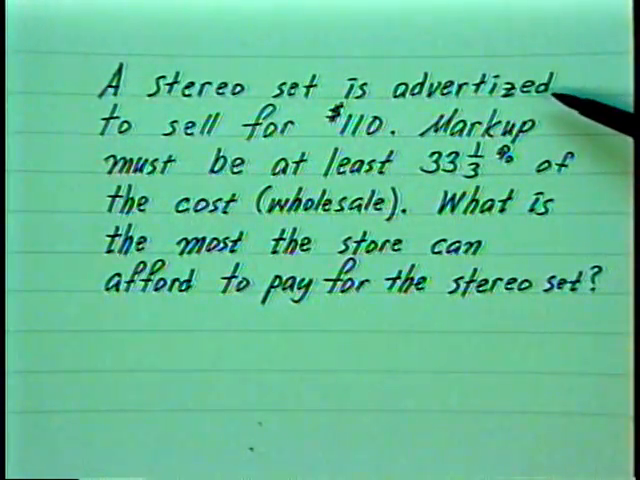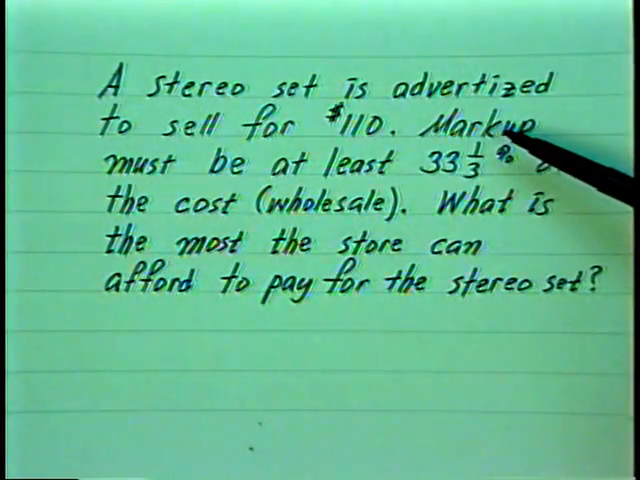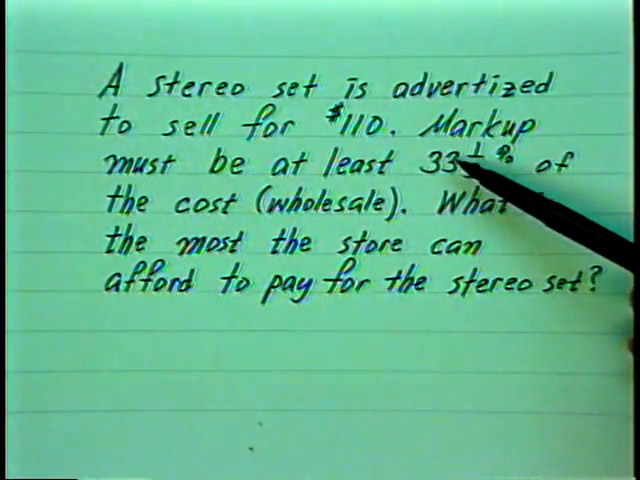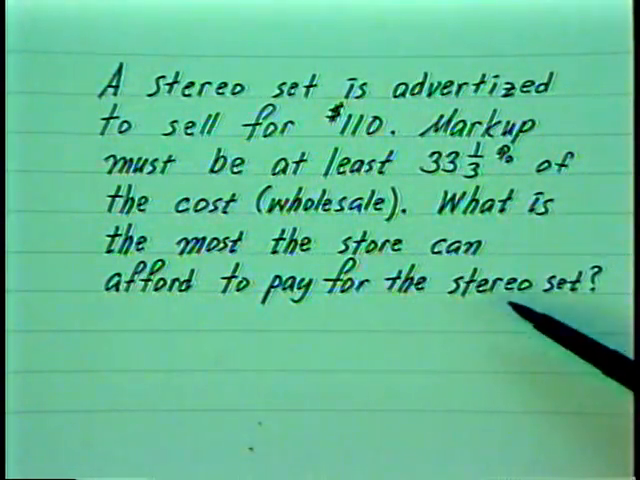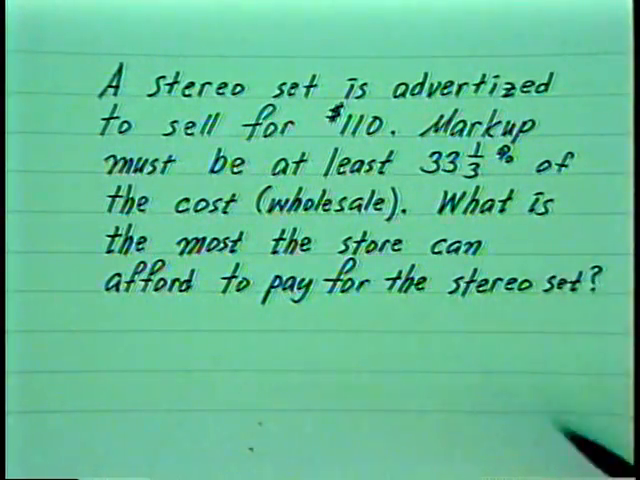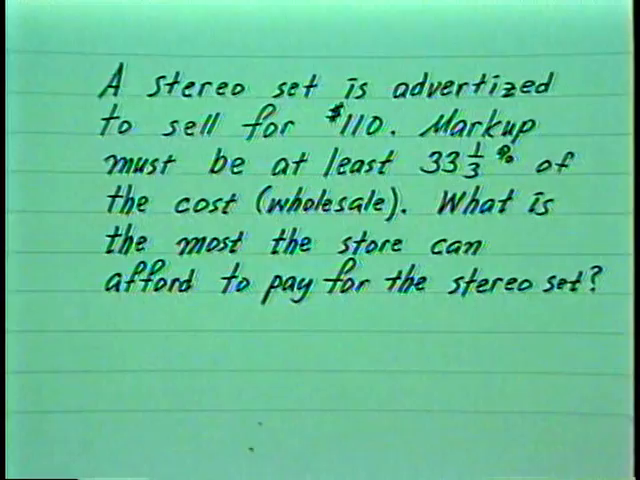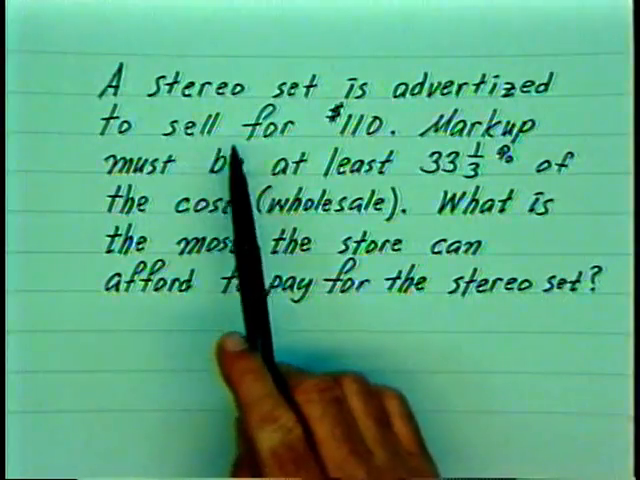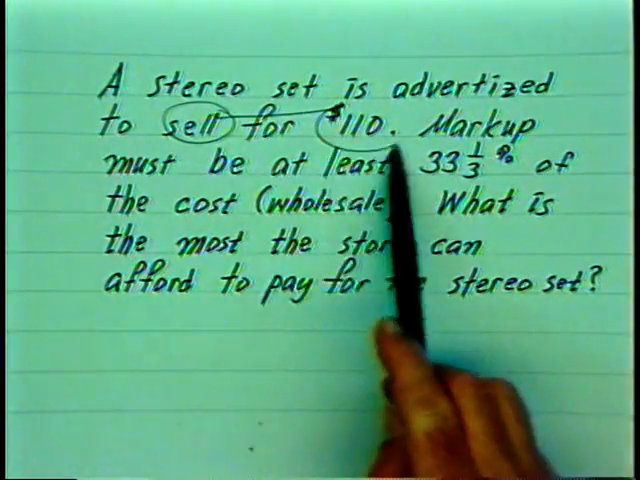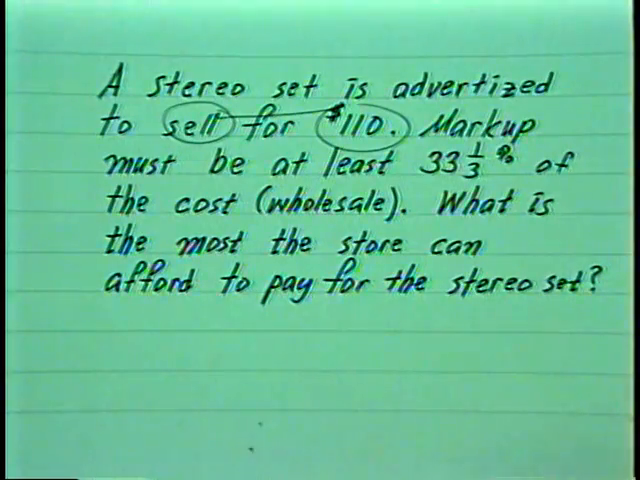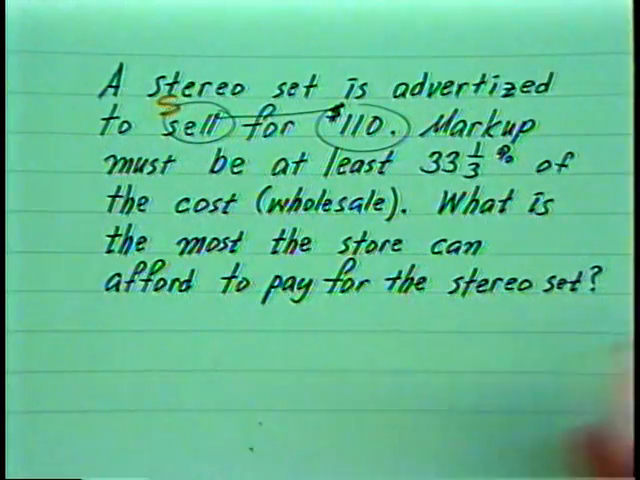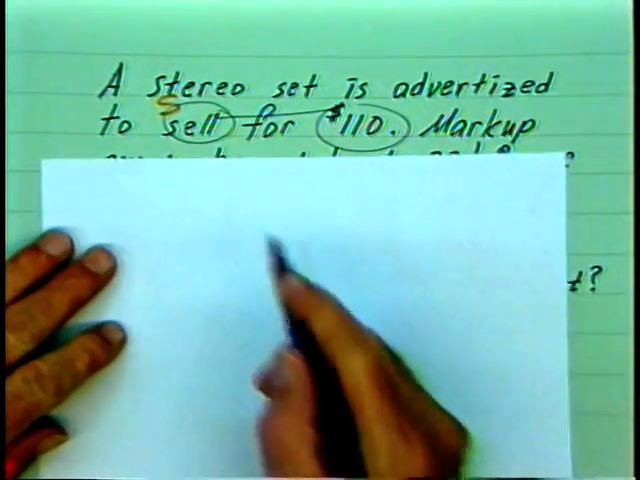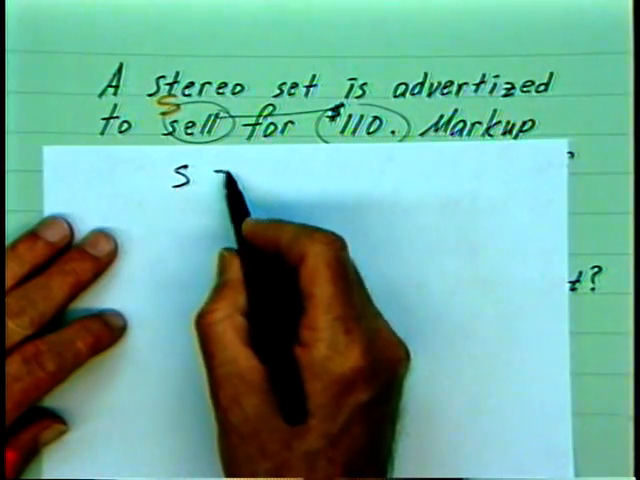A stereo set is advertised to sell for $110. Markup must be at least 33.33% of the cost. What is the most the store can afford to pay for the stereo set? Now first let's begin to write down what they're telling me in simpler mathematical expressions. Okay, so we want the selling price to be $110. Okay, let's make a note. The selling price we'll call S temporarily, and they're telling me that S is $110.